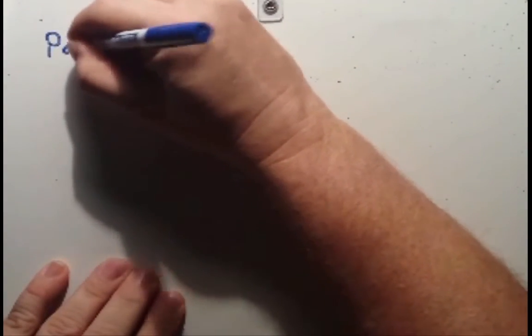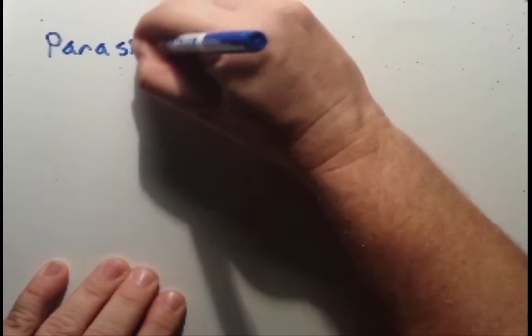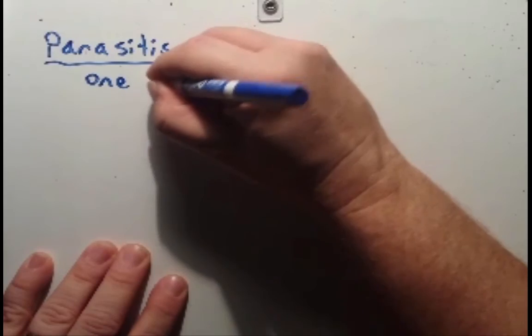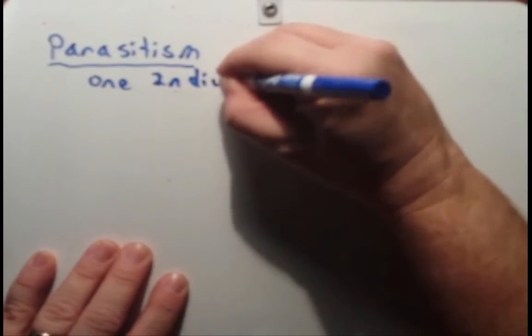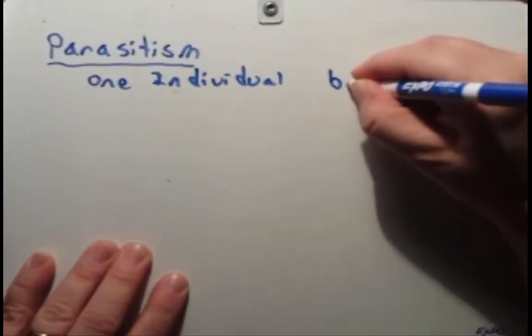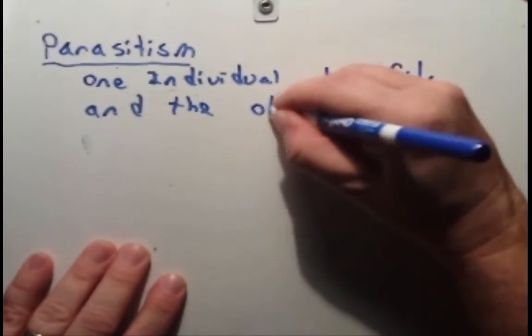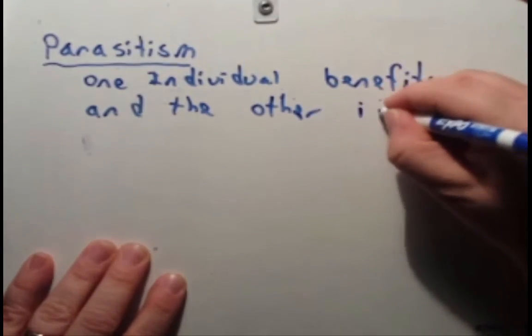Okay, now let's talk about the three kinds of symbiotic relationships. We've already talked a little bit about these when we talked about microbiology, but let's talk about it now in the context of the ecology section. And let's begin with parasitism. This is a kind of symbiotic relationship where one individual benefits and the other is harmed.